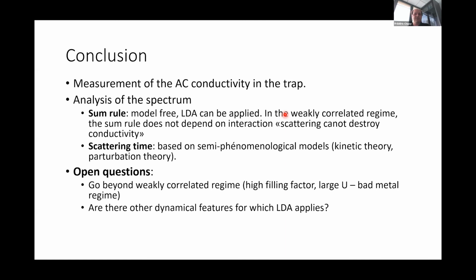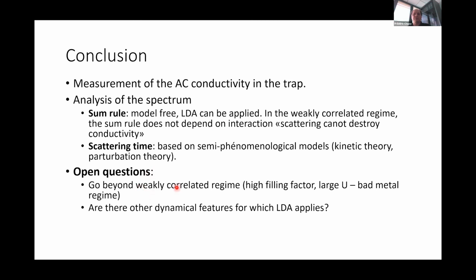So just to recap, we can measure something which is very reminiscent of conductivity, but in a trap. And there are two things that we can extract: the scattering time, which is probably the less trivial quantity, and some sum rule. The area of the peak, even though the peak itself is really strongly associated with the trap, can be recovered from a homogeneous theory using local density approximation. And this is a very nice feature of this experiment.